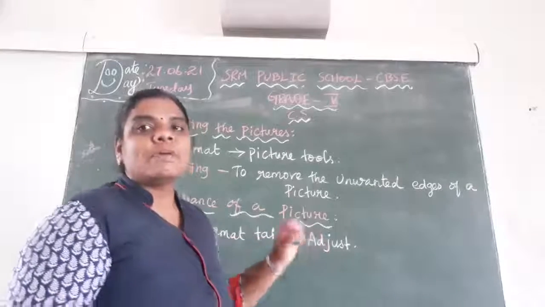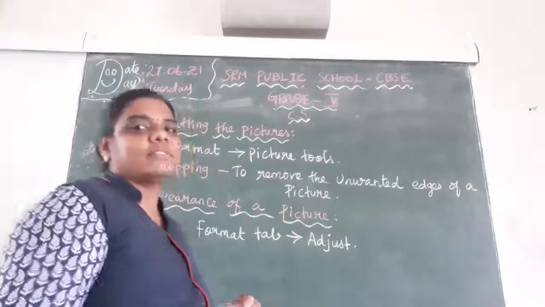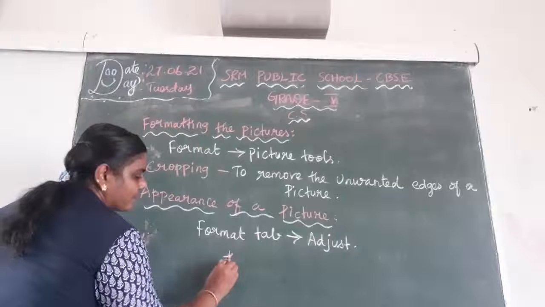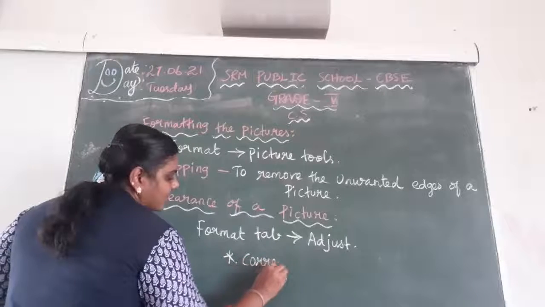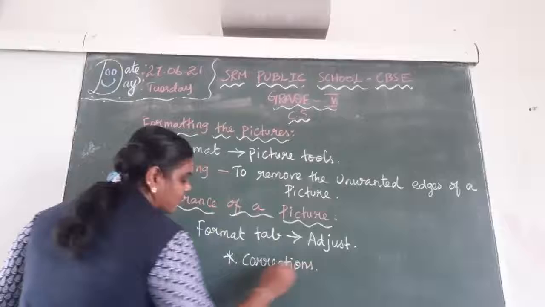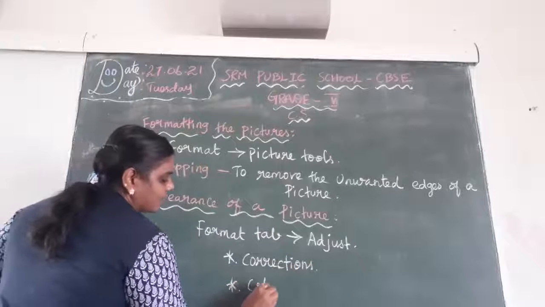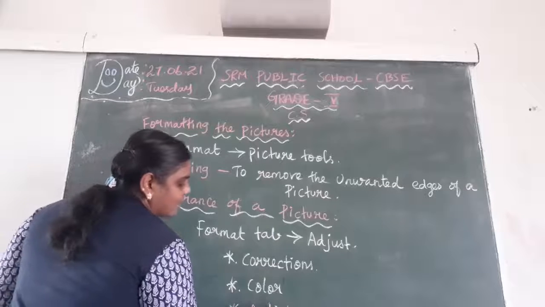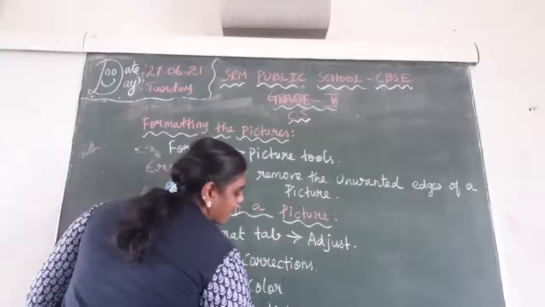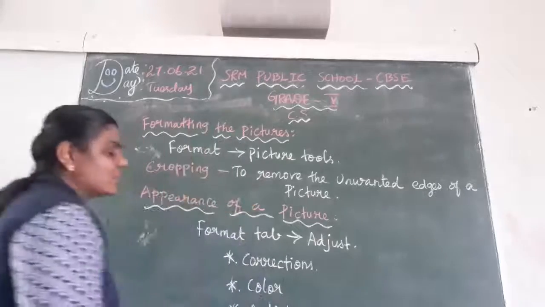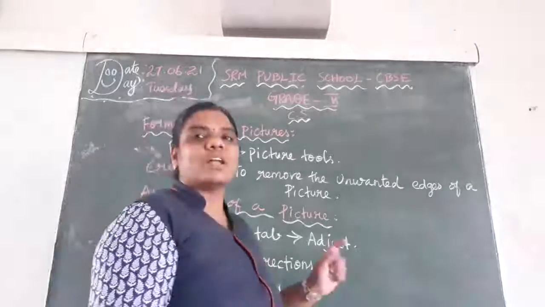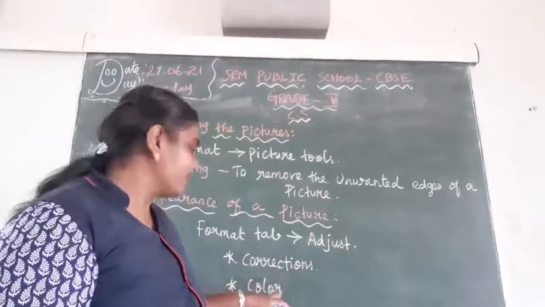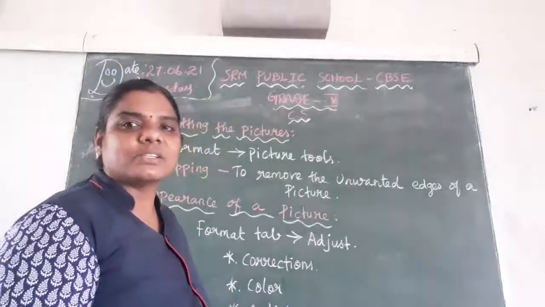In the Adjust group we have three important options. How many options? Three important options. What are they? Corrections, Color and Artistic Effects. So these are the three important options available in the Adjust group.